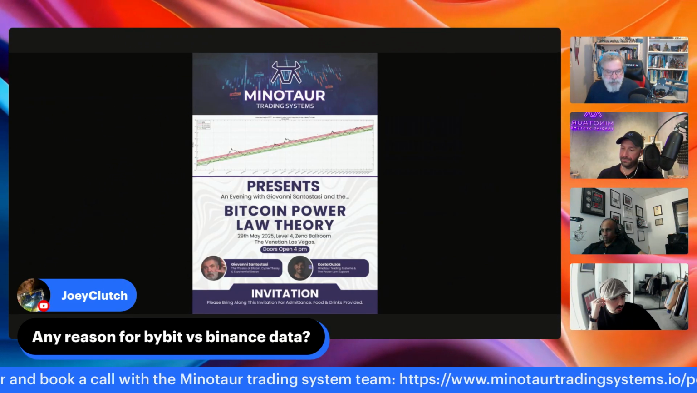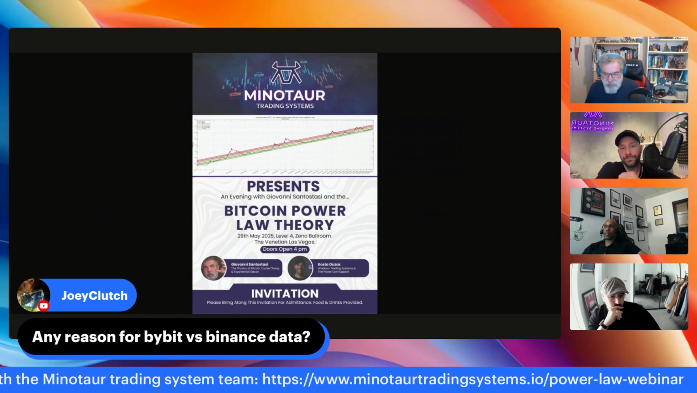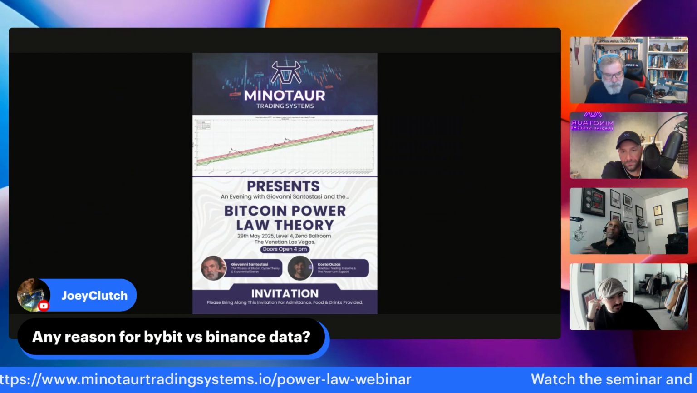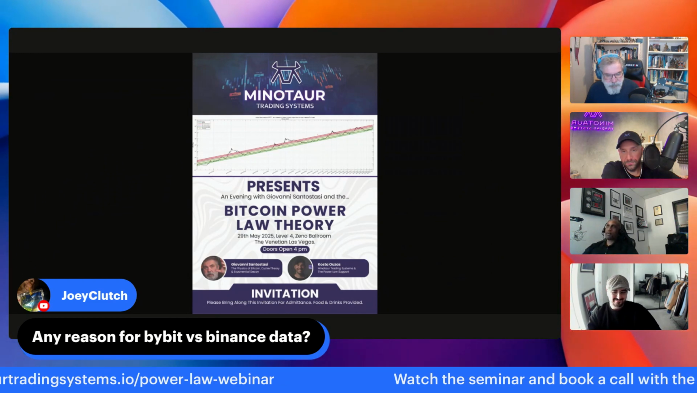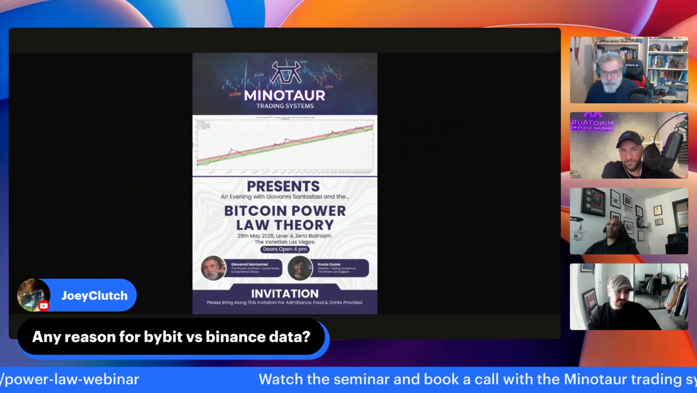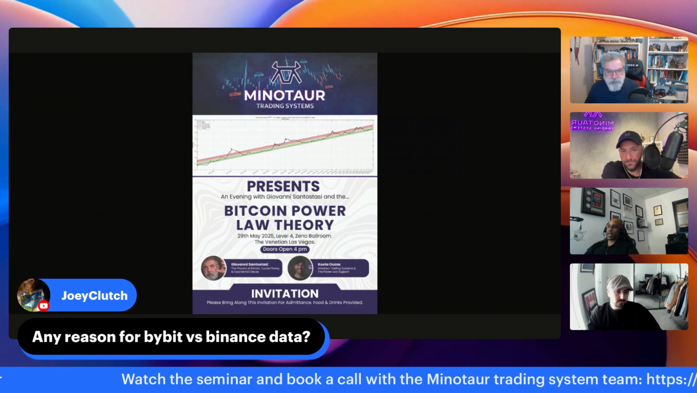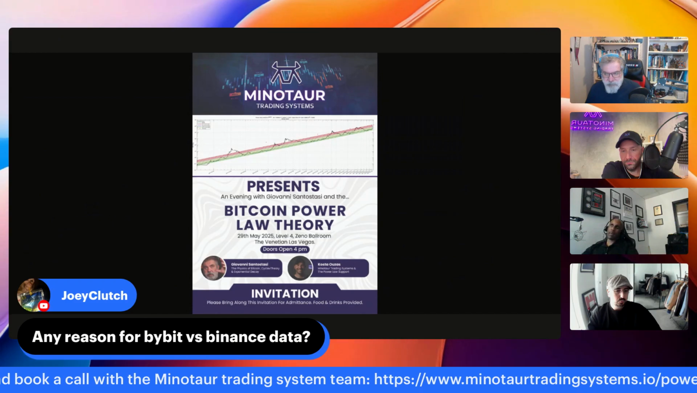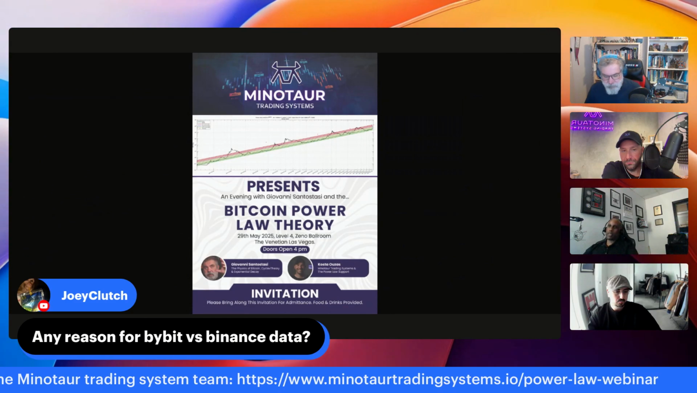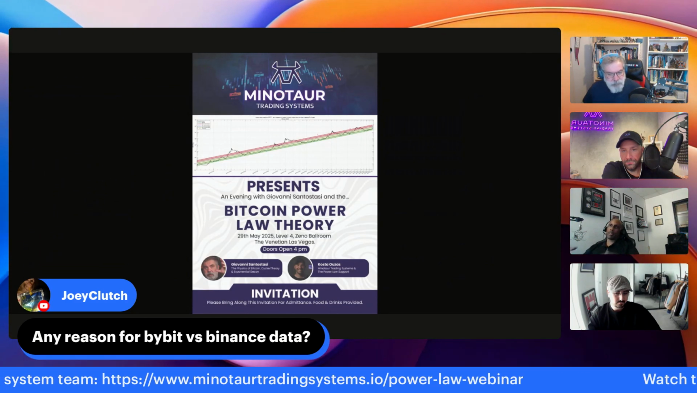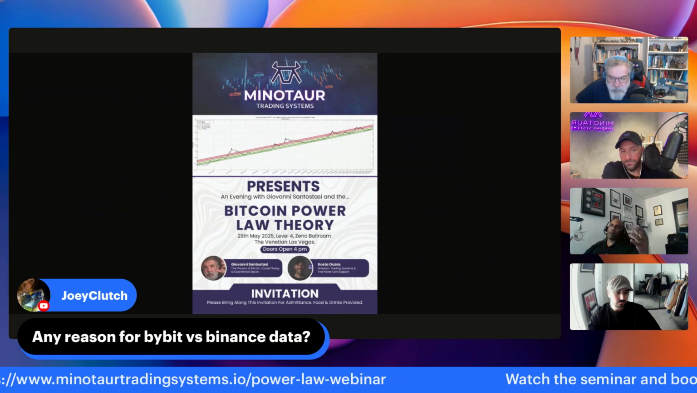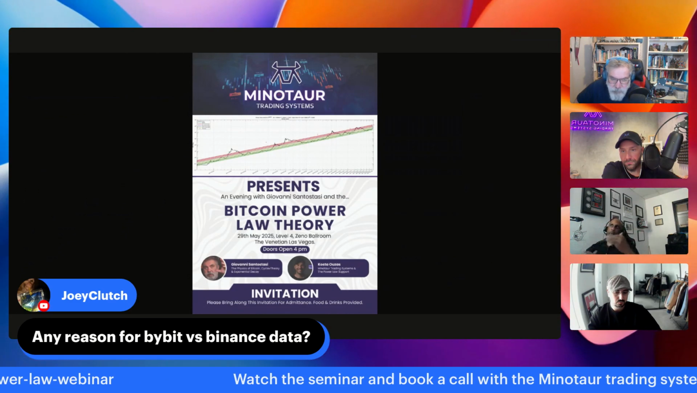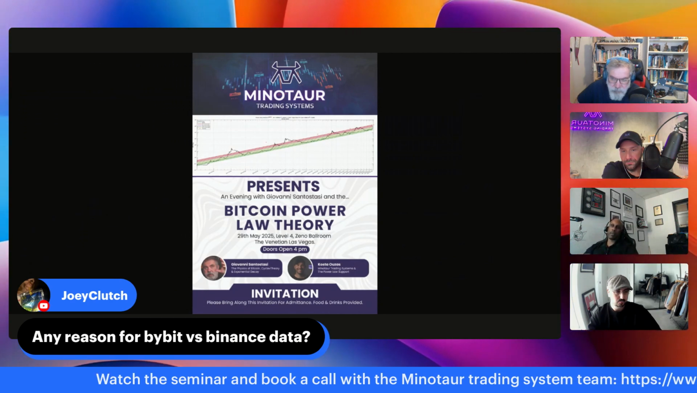But anyway, I think the only question that seems interesting is this: any reason why Bybit versus the Binance data when you do your liquidity? That's a good question. We run our algorithms on Bybit. Binance is probably the highest volume exchange, and Bybit is probably a close second. But when you look at the leaders, they all mirror the same data. It's very, very close. If you just look at one of those two, you're going to have a good picture. It's one and the same.